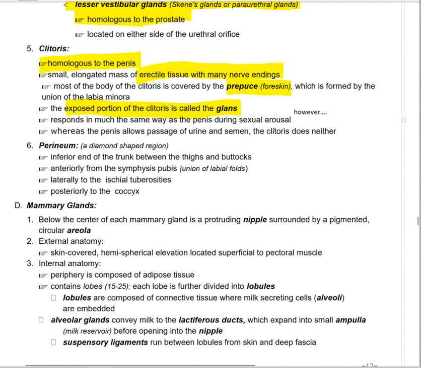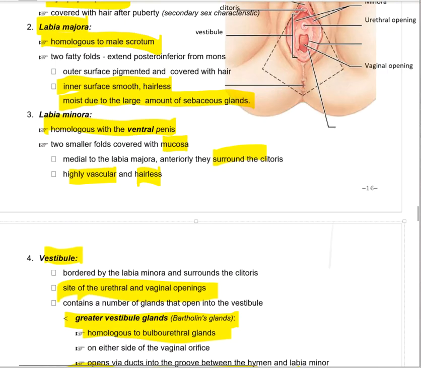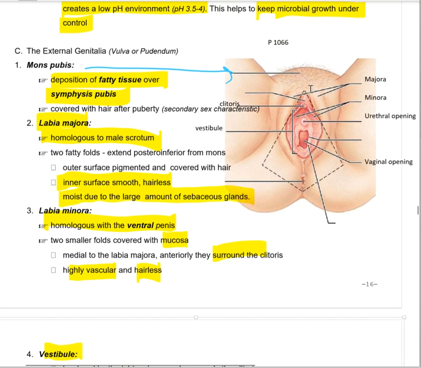The perineum is a diamond-shaped region which includes everything in the genital area there. So from right above the clitoris all the way around the anus and back. That's called the perineum.